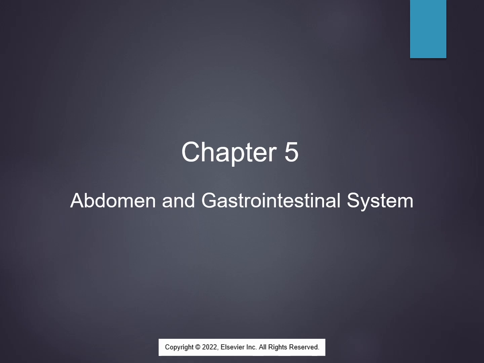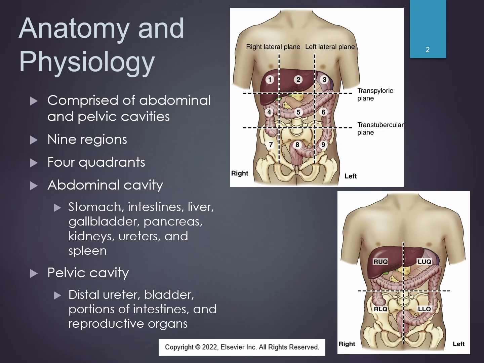Alright, the second chapter we're going to talk about this week is chapter 5, the abdomen and gastrointestinal system, or the GI system. Alright, so this should be review for you. There are 9 regions in the abdomen, and the abdomen has 4 quadrants, which are right upper quadrant, left upper quadrant, right lower quadrant, and left lower quadrant.